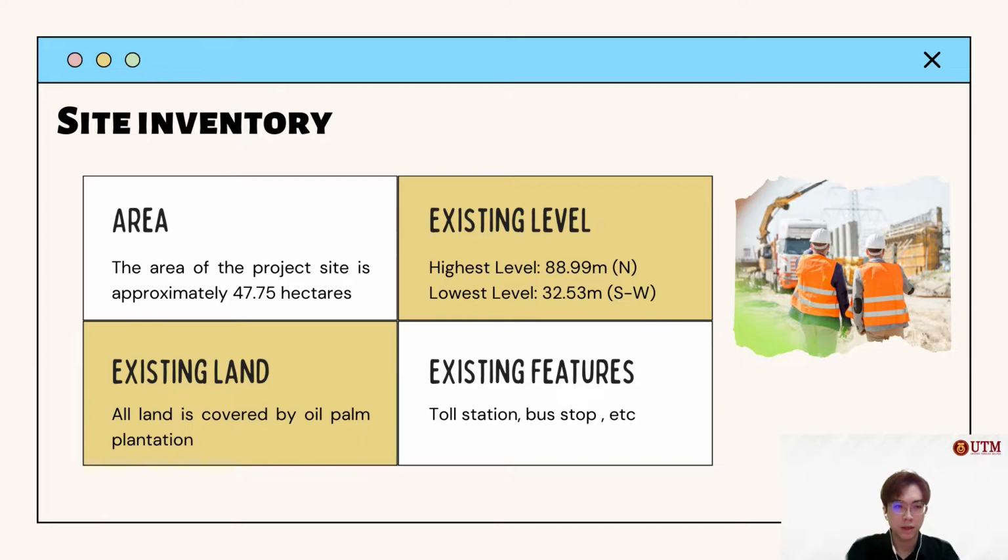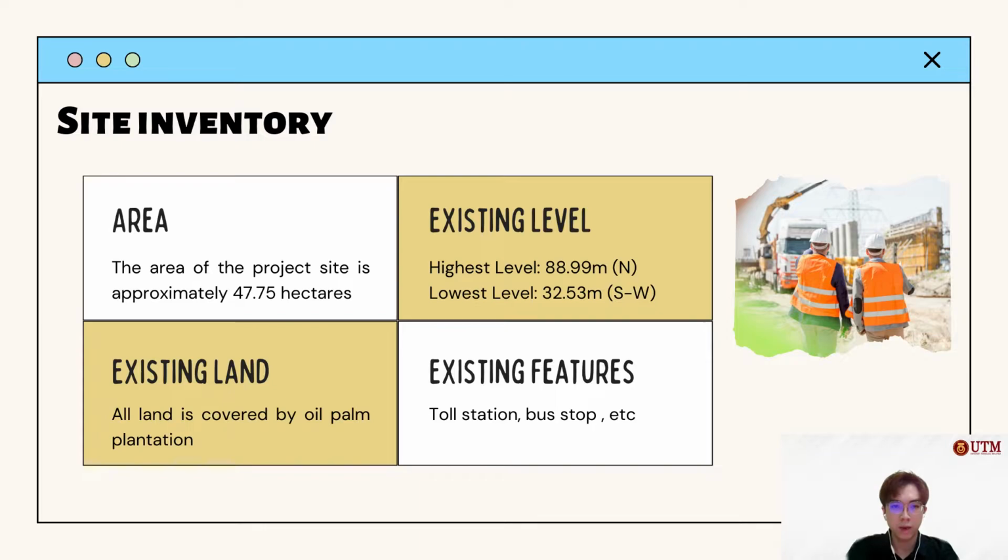Site inventory. It is a process of collecting data and information on natural and human features in the particular area proposed. In this stage, the area of the project site can be determined, which is approximately 47.75 hectares. The existing level also can be determined. The highest level is 88.99 meter located at north direction in our project site, while the lowest level is 32.53 meter located at southwest direction in our project site.